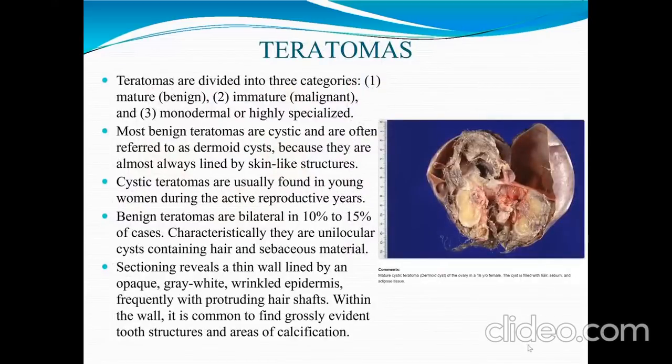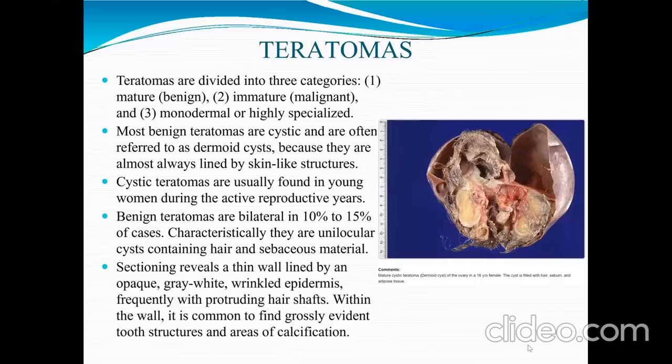Okay, then the other germ cell tumor arising from the embryonic structures that we have to talk about is teratomas. Teratomas are divided into three categories: mature, immature, and monodermal. Most benign teratomas are cystic and are often referred to as dermoid cysts because they are almost always lined by skin-like structures. Cystic teratomas are usually found in young women during the active reproductive years.